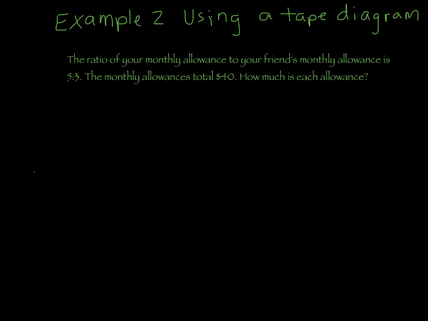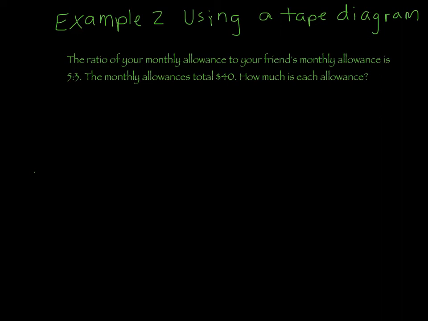So to start example 2, using the tape diagram, they give us the word problem that says the ratio of your monthly allowance to your friend's monthly allowance is 5 to 3. The monthly allowances total $40. How much is each allowance? Meaning, you're doing chores, you're getting a monthly allowance. So basically, I'm going to help you visualize the problem using a tape diagram.